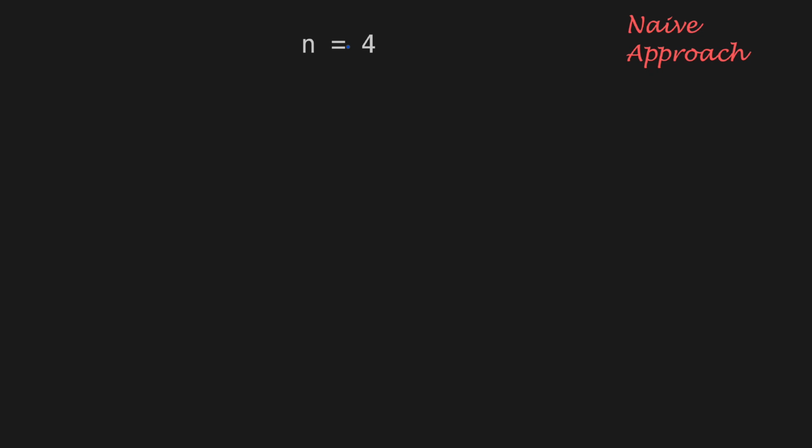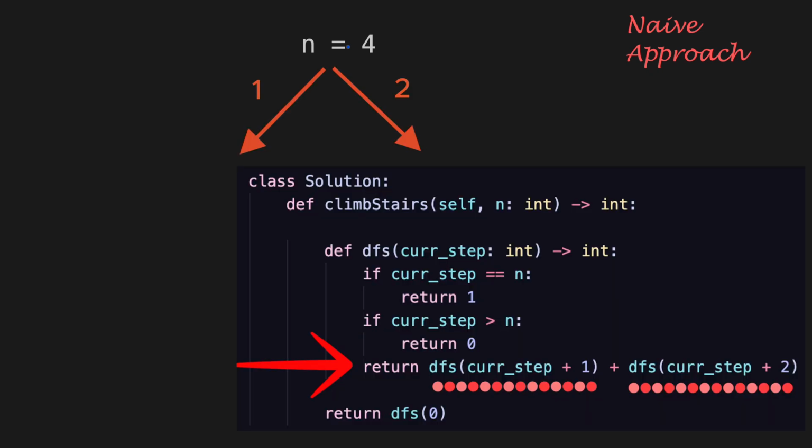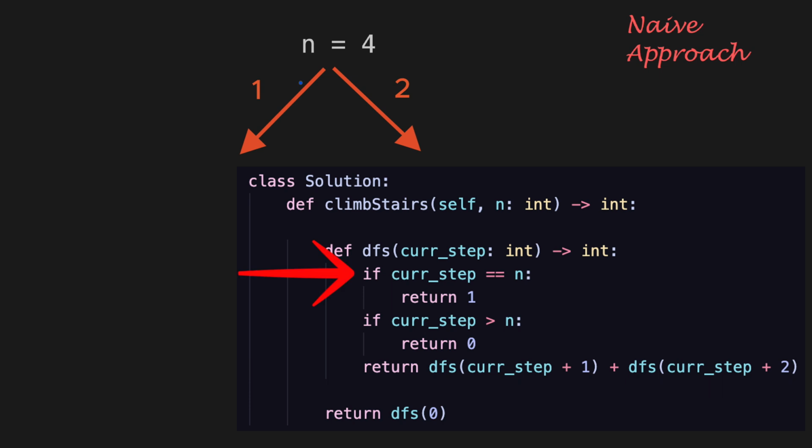Now in terms of solution, one of the naive approaches can be to use a DFS or backtracking-like approach. At each step, we decide whether to take 1 step or 2 steps and increment the steps taken so far. And if at any point we reach exactly n steps, we count that path as a valid one. But if the steps exceed n, we stop the recursion and backtrack to find another path. These two scenarios form the base cases for our solution.